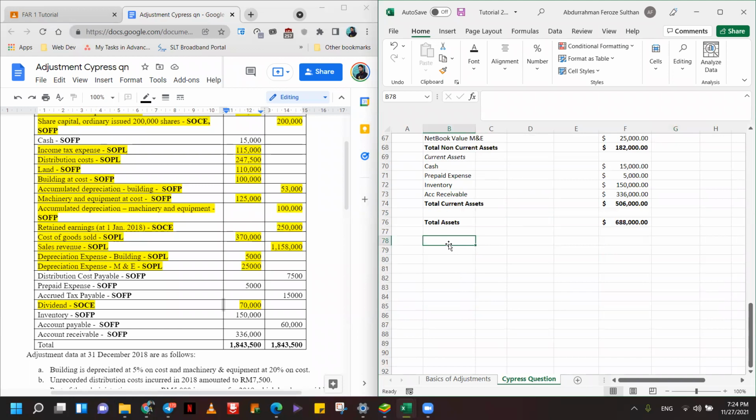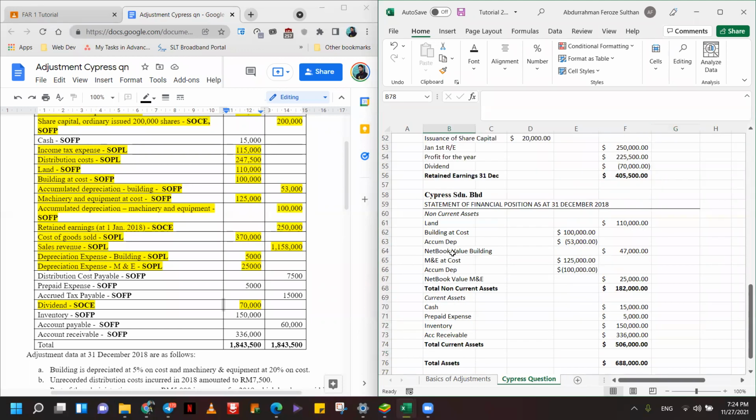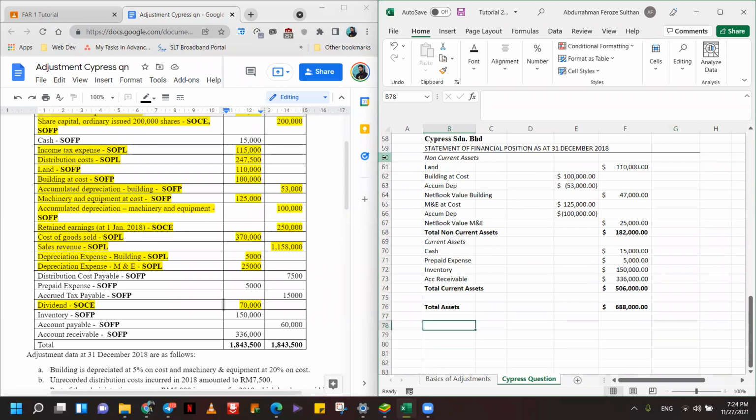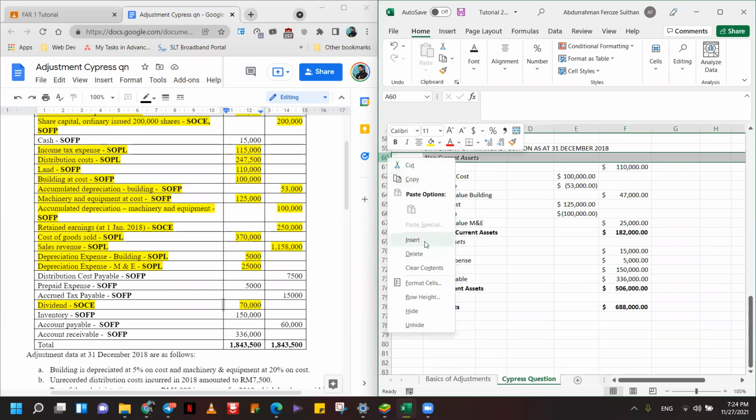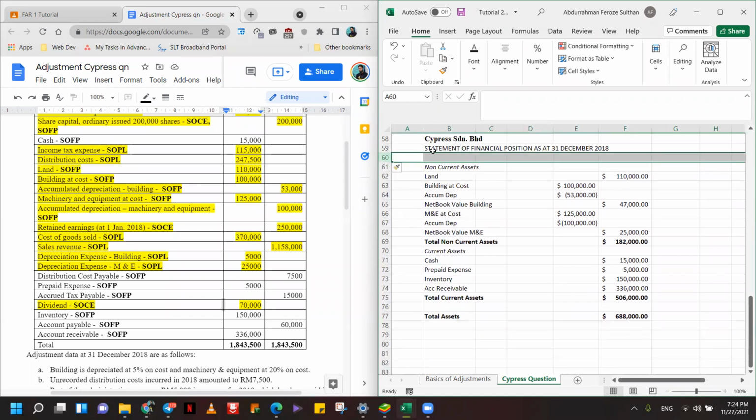Then we'll go to liabilities and equity. All right.